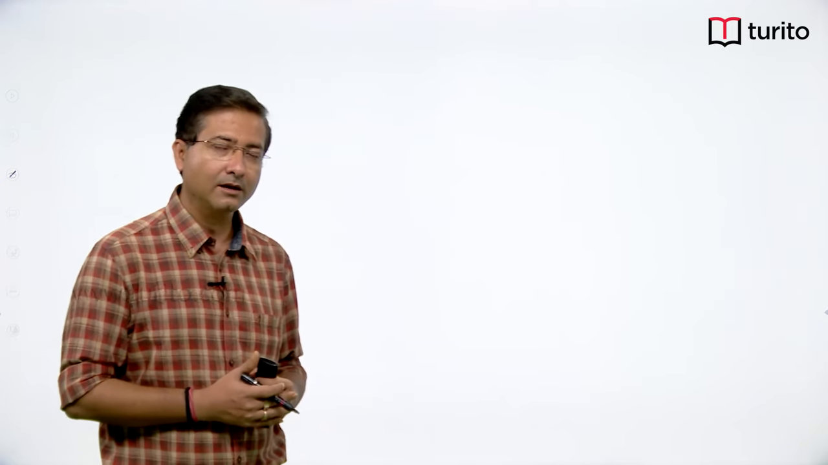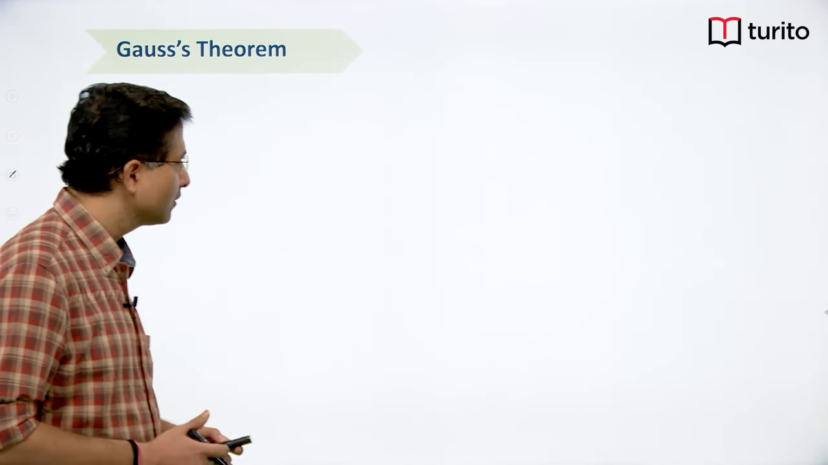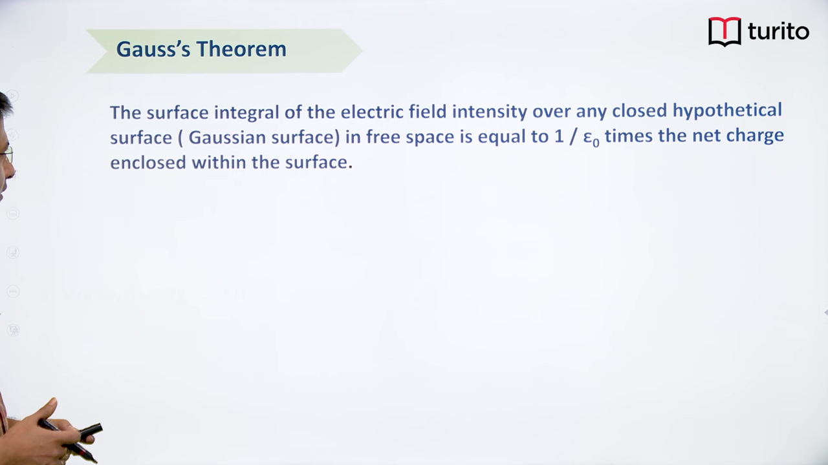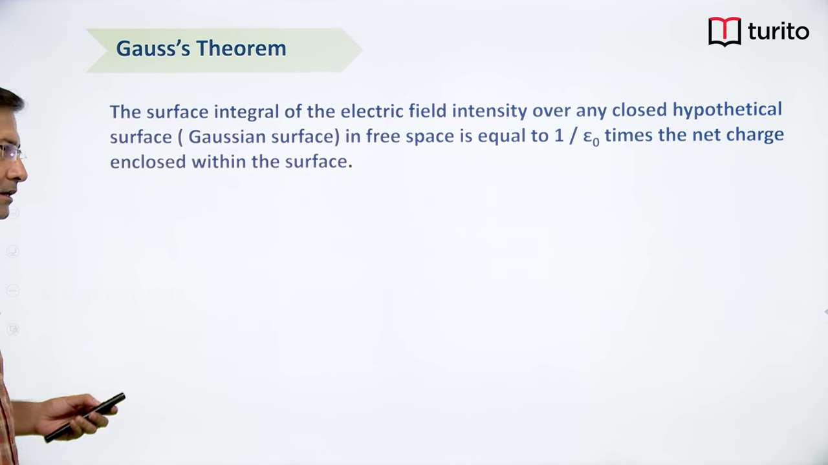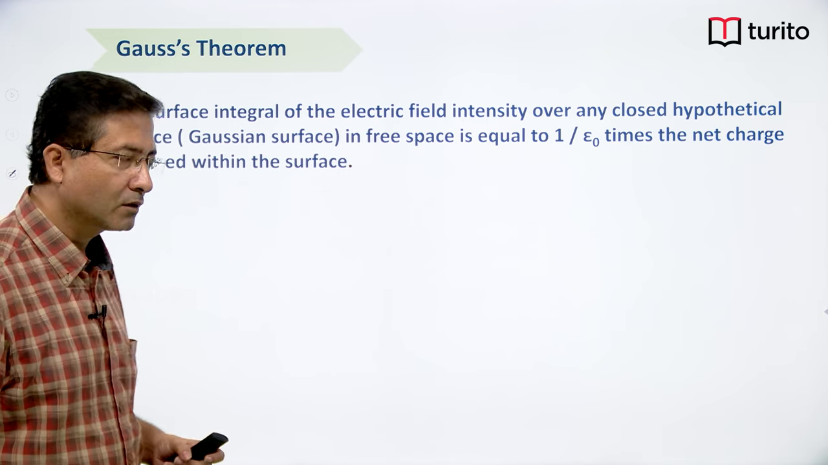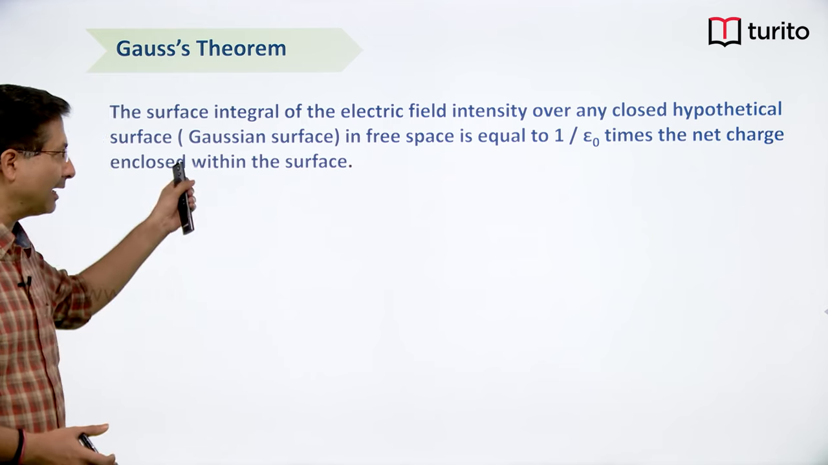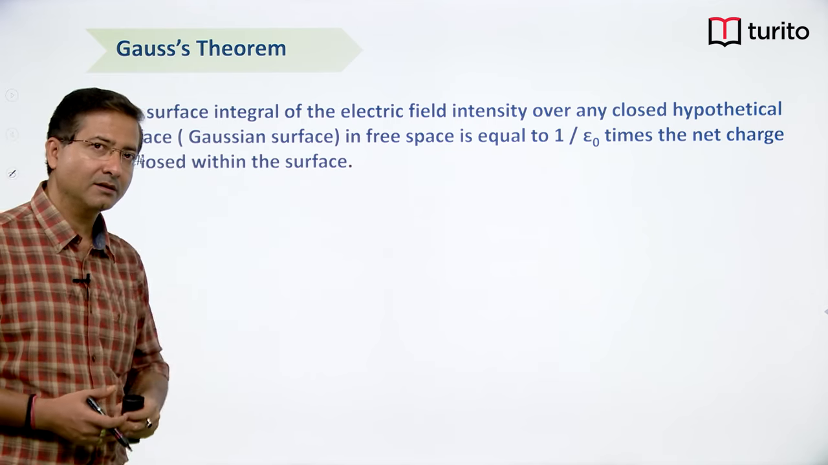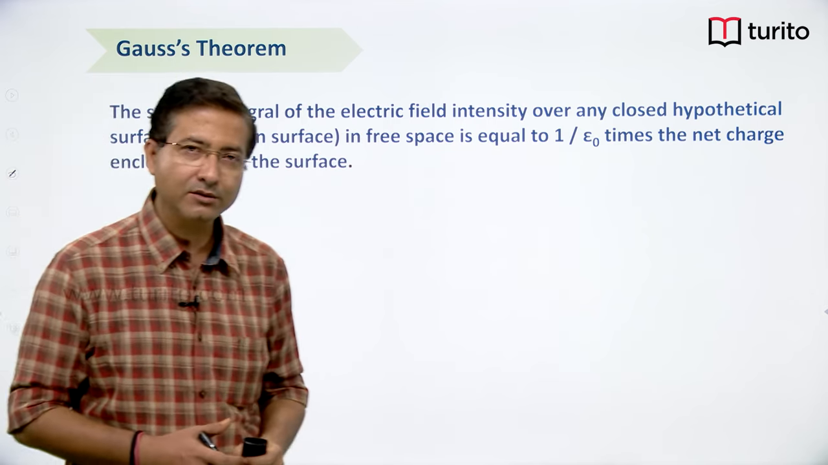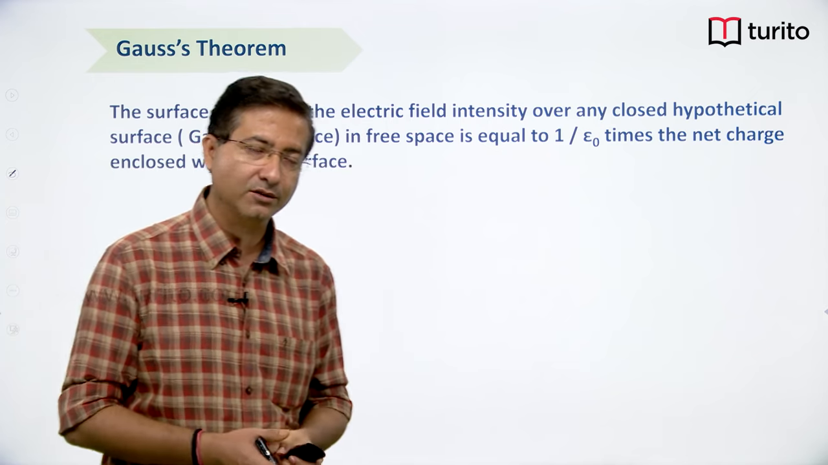So in the last class, we have seen how to find out flux, and we also talked about the Gauss law, right? So till now, we discussed the Gauss theorem that the closed surface integral of electric field over a Gaussian surface is 1 upon epsilon naught times the charge enclosed by the surface.